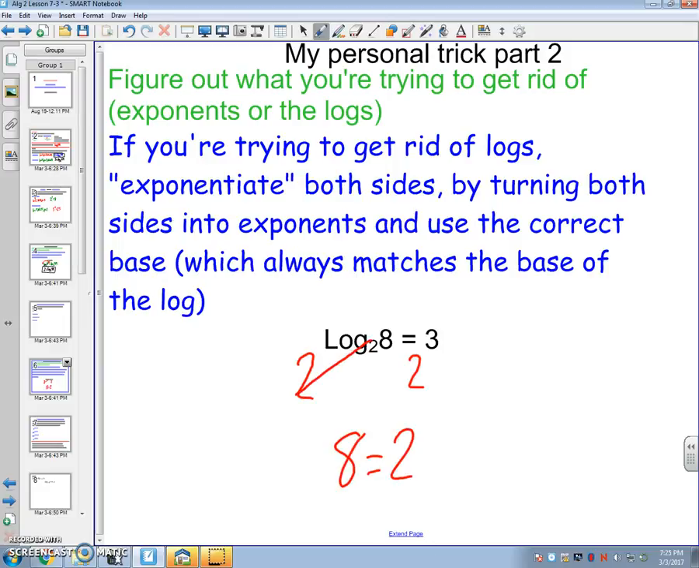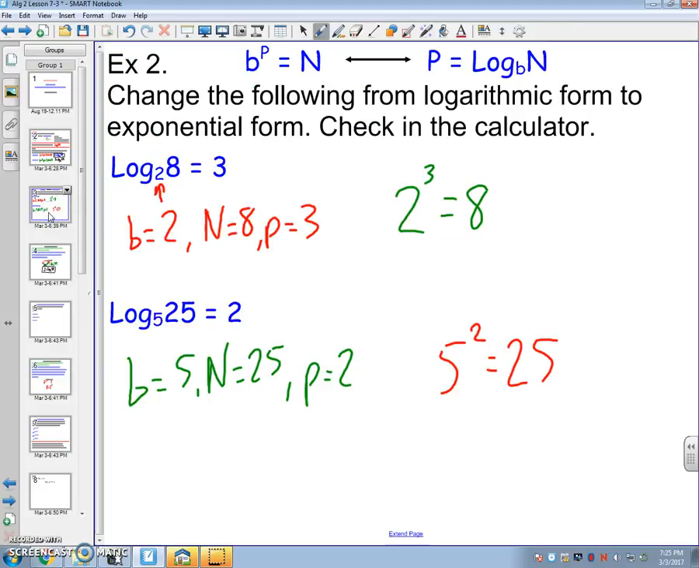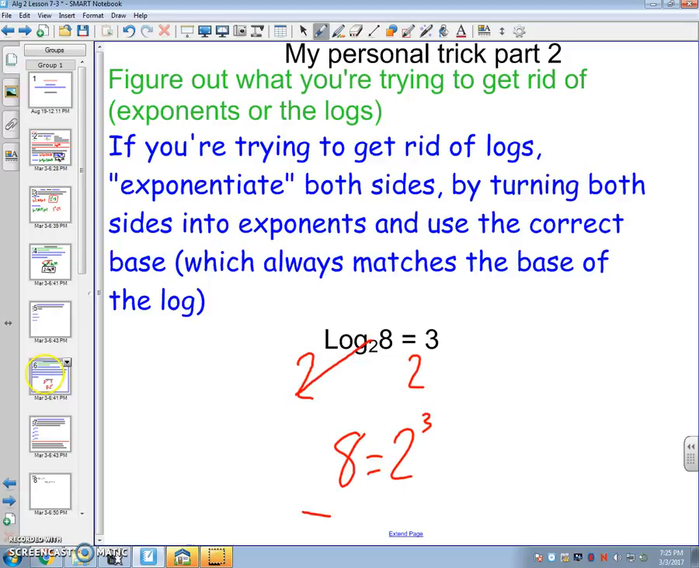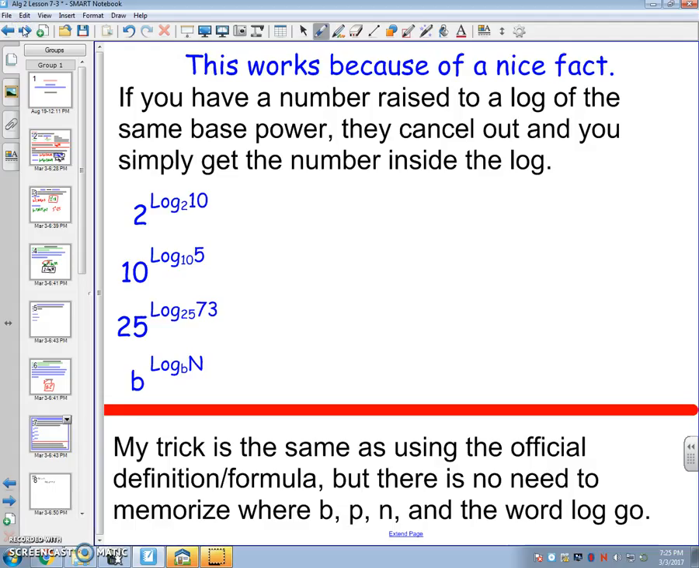And the other side is 2 to the third power, because you know 8 equals 2 cubed. Same answer as before, right here. It's backwards, but same thing. 2 cubed equals 8. Here I have 2 cubed equals 8. This follows from this nice fact: if you have a number raised to the log of the same base, they cancel each other out, and you simply get the number inside the log.